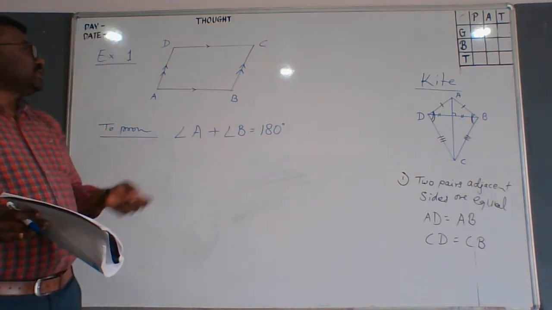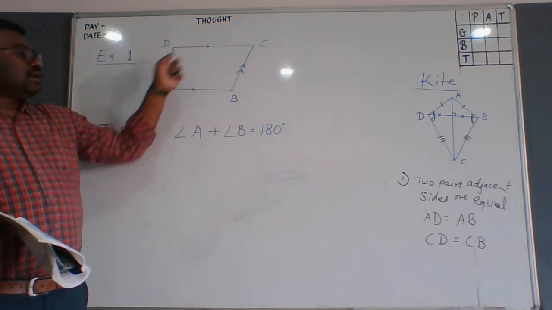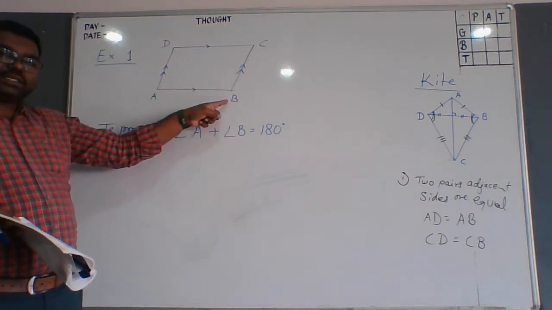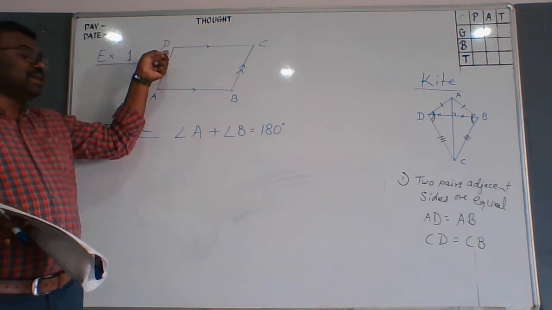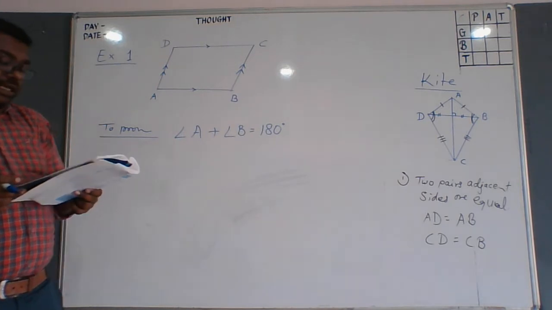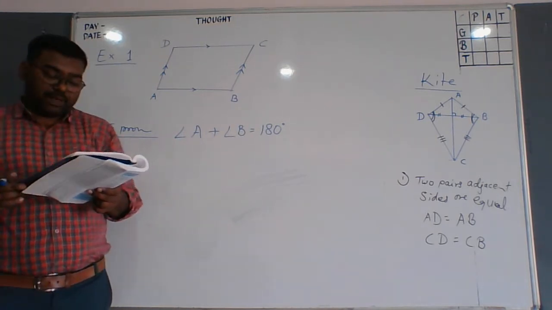Okay, what it says, adjacent angles, angle A and angle B are the adjacent angles. We can also take angle A and angle D. These are also the adjacent angles. Okay, angle A and angle B are supplementary angles.